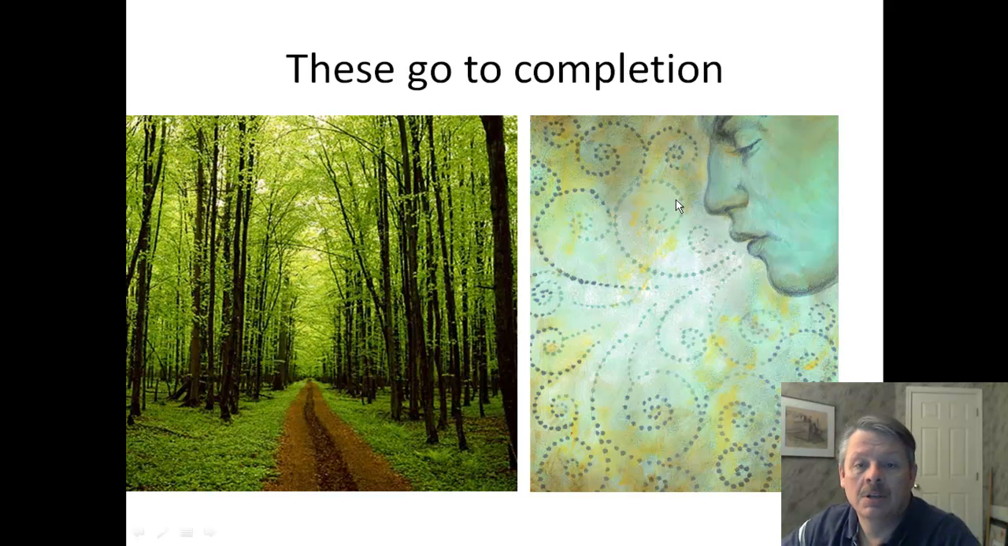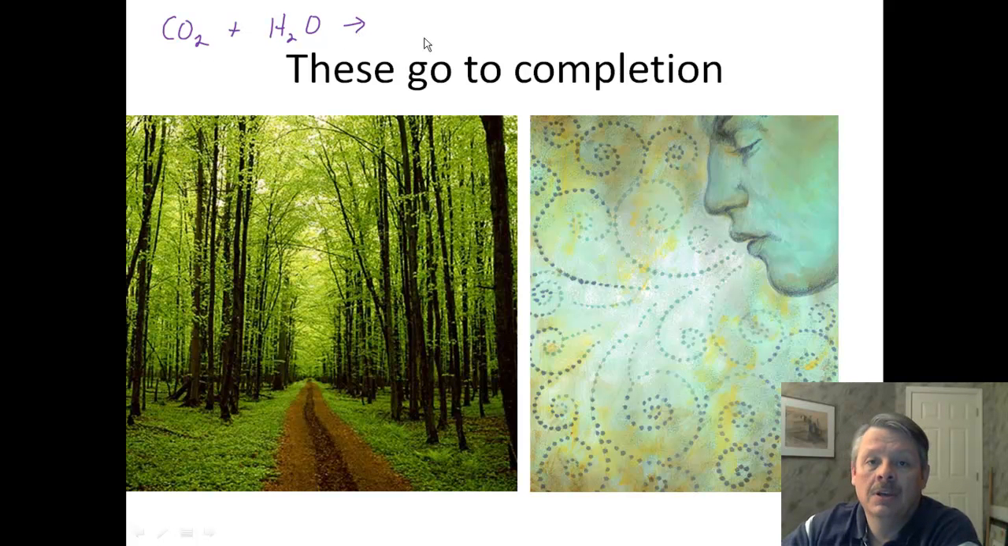Now, let's think about what happens when we go out and we look at trees. What are trees doing? Well, trees are taking carbon dioxide out of the atmosphere, and they're adding to it water out of the ground, and they are producing sugar, which is C6H12O6, and they're producing oxygen gas, which we breathe. And I can balance that reaction. And that's what you see going on down here.